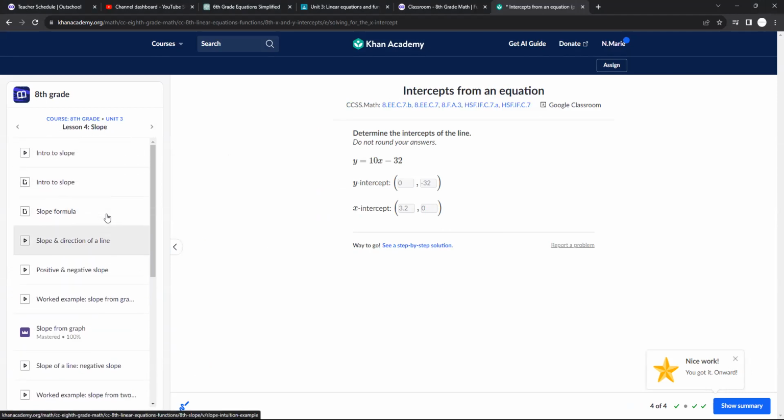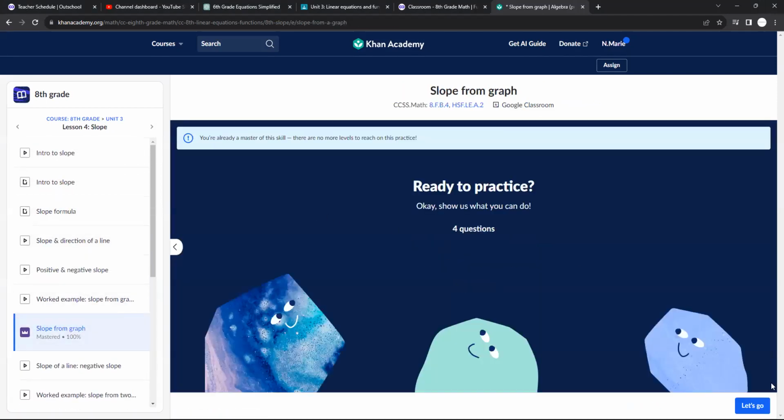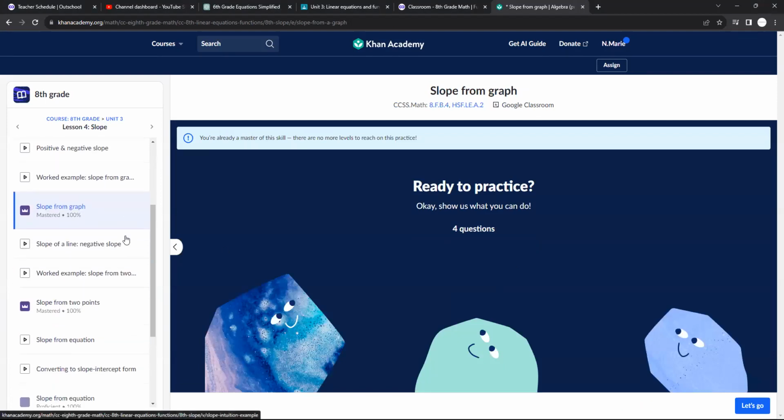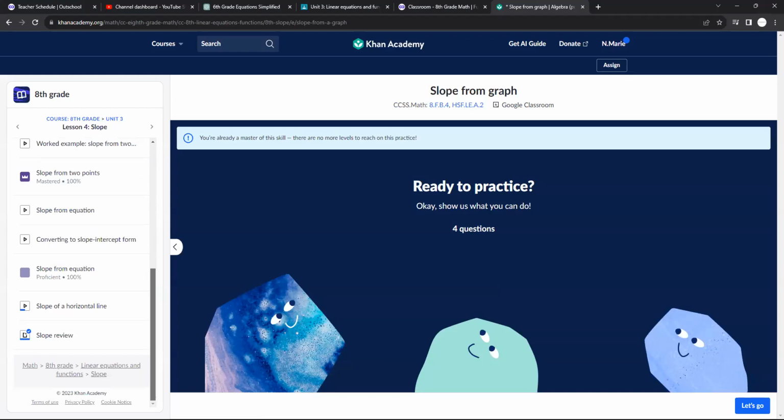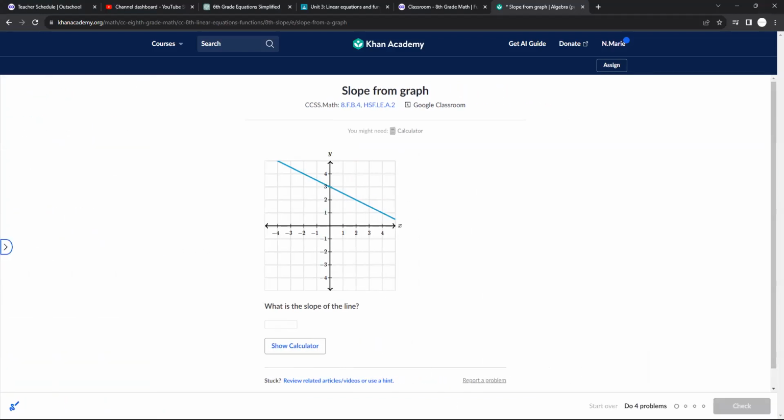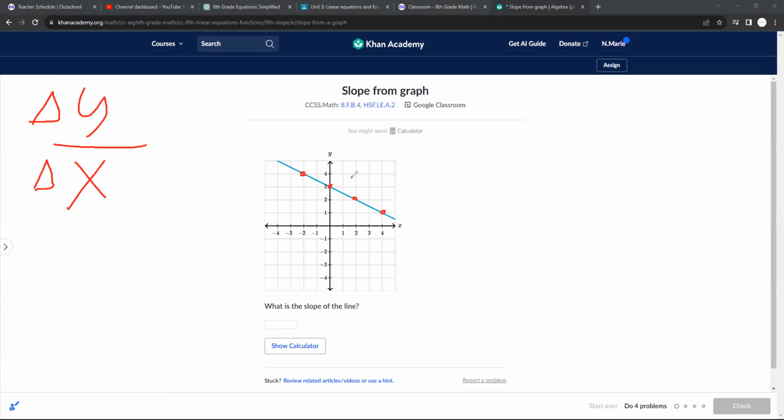So slope is the distance from point to point. You can find slope by looking at a graph, by looking at 2 points, by looking at an equation, by looking at a table. So like I said, slope is the distance from point to point. So first, see where the points are. And they are here. Slope is the change of y over the change of x. Sometimes you'll see this little triangle. It means the change of y over the change of x. So y is up and down. So this goes down 1, which is negative 1, right 2.